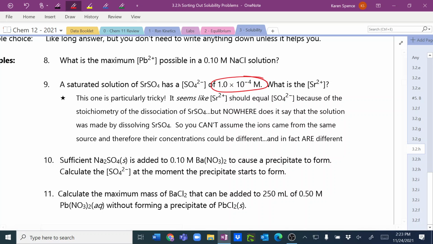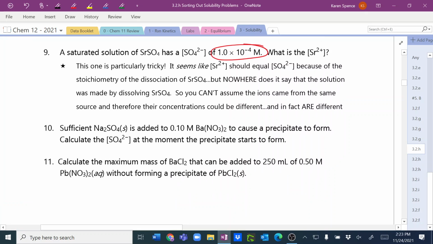Because we haven't said I created a solution by dissolving strontium sulfate. You're going to have to use your KSP and this ion concentration to find it. So I'm sorry if you get a question like that, but I'm warning you that it might happen, okay? Most of them, though, will be easier to spot.